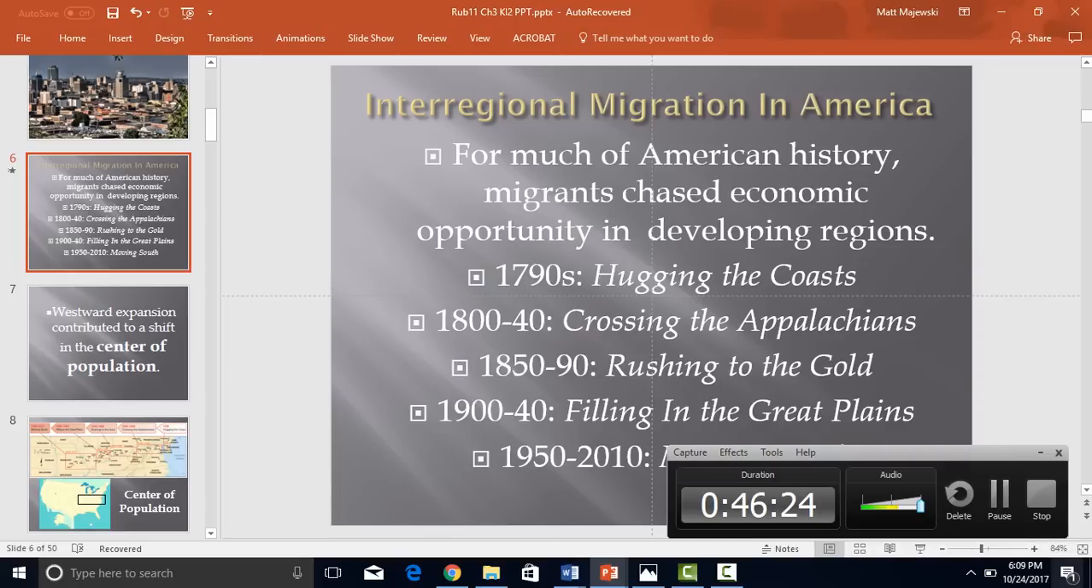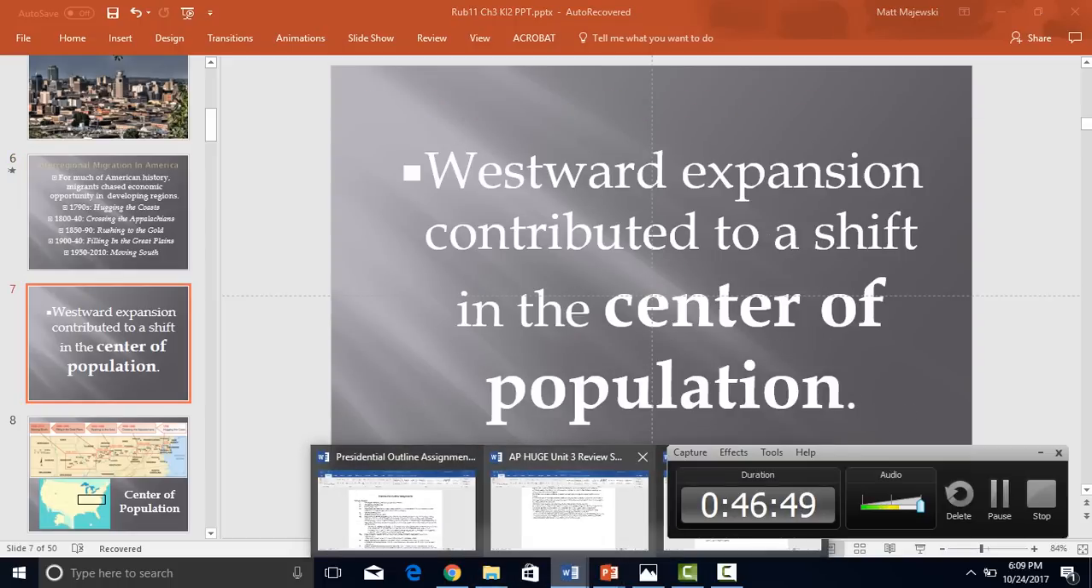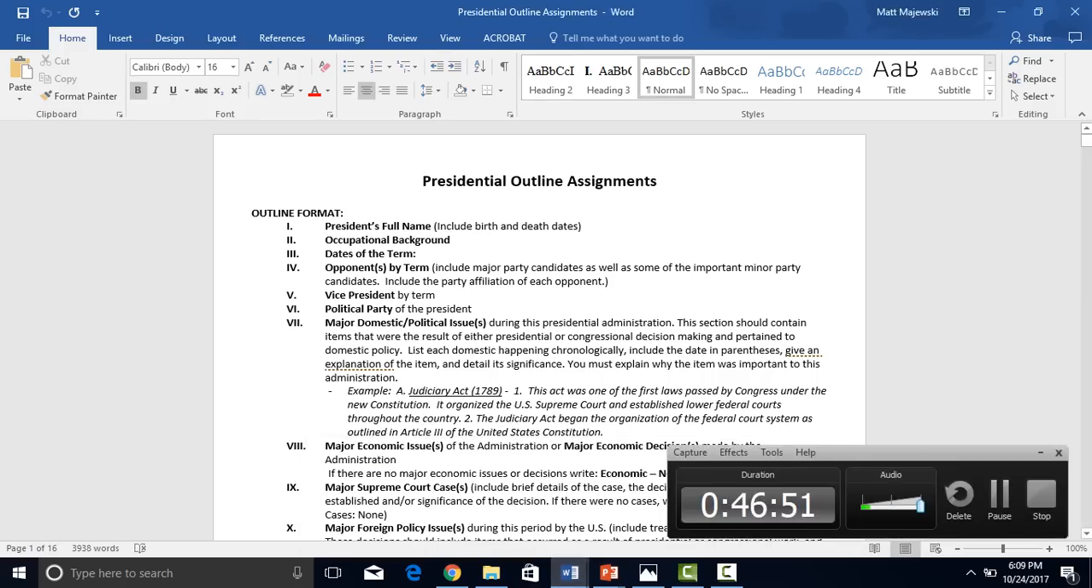Then, beginning in about 1900, we start to fill in those Great Plains a little bit better. We go back and fill in some of those areas that we had jumped over when we were rushing to the gold previously. Since 1950 to 2010, what type of interregional migration have we seen? Well, we've seen a movement towards the south, towards the Sun Belt. As populations have decreased in the Rust Belt areas, they have increased in the Sun Belt, all at the same time.